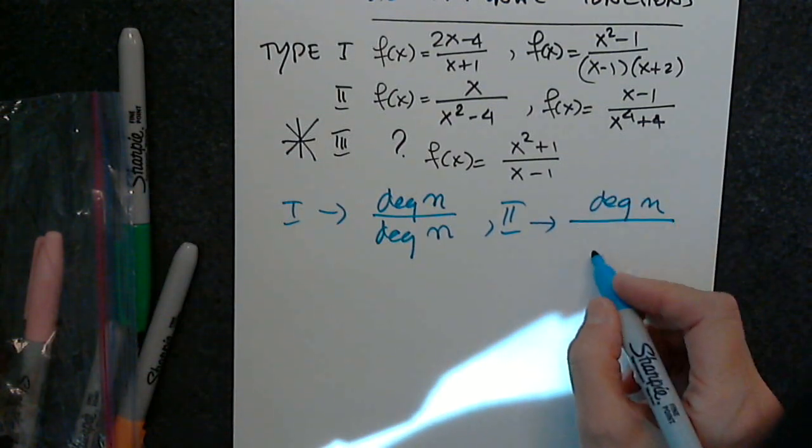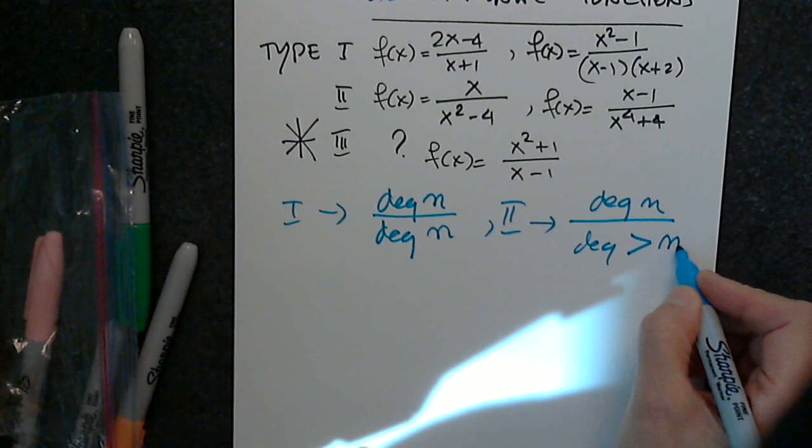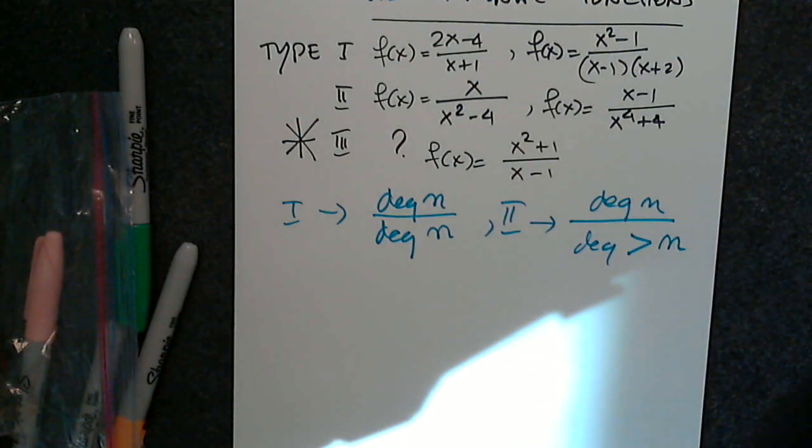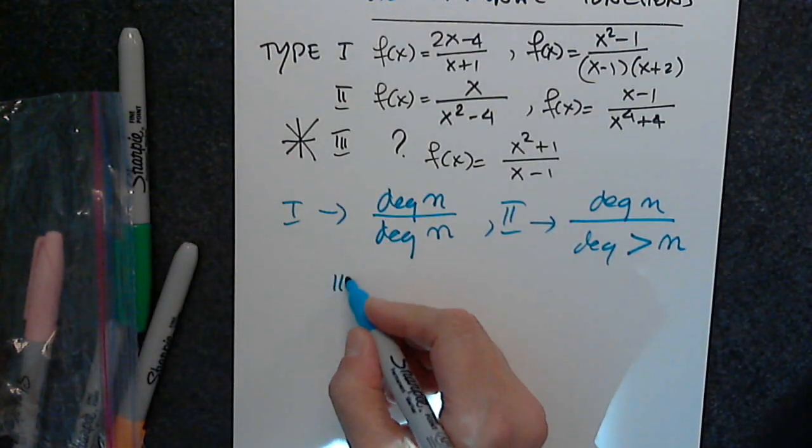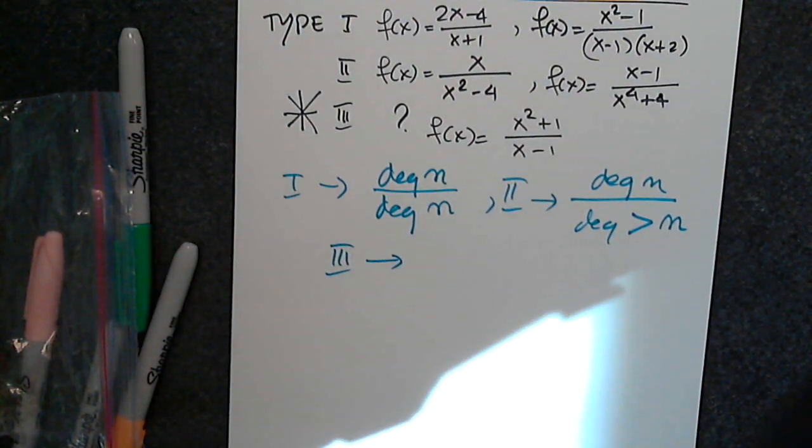Degree n and degree greater than n. Larger degree in the denominator. That's type 2. What can you say about type 3? I just mentioned we have more than 3 types of rational functions. In this class, we cannot deal with more than these 3.